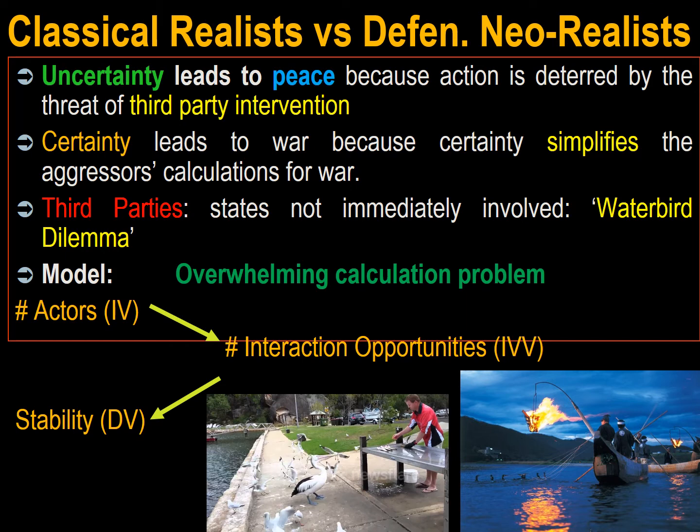So the basic explanation for the classical realists is as the number of actors increases, which is an overwhelming calculation problem, the number of interaction opportunities as an intervening variable increases, and this then leads to stability. Because everyone's afraid of what this complex possibility of intervention by third parties is going to do to their war.